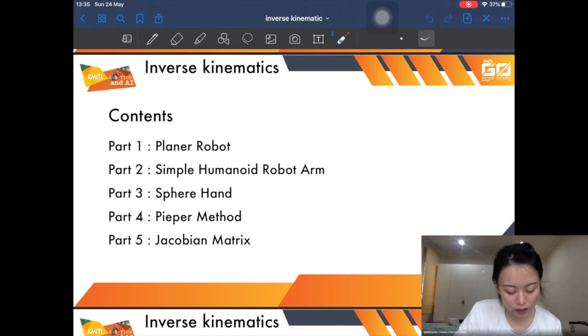So what I have to do is find the angles of the 3 joints to know how the robot moves. We can solve it by many methods, and today I'm going to talk about 5 topics. We will start with the planar robot, which is inverse kinematics in one plane. Next is the simple humanoid robot arm, then the sphere hand fiber method, and the last one is the Jacobian matrix.